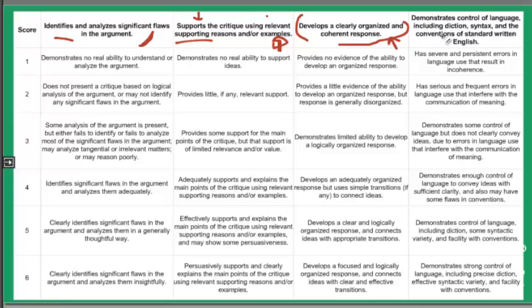Demonstrates control of language including diction, syntax, conventions of standard written English. So this is a little tricky. This has to do a little bit with the writing part. As I said, if you are a naturally good writer, you will score high on this. But if you write wrong English, if your grammar is wrong, so if you're not a naturally good writer, you should avoid making errors. Do whatever it takes to avoid making errors. My recommendation is keep your sentences short, right? Short and crisp rather.